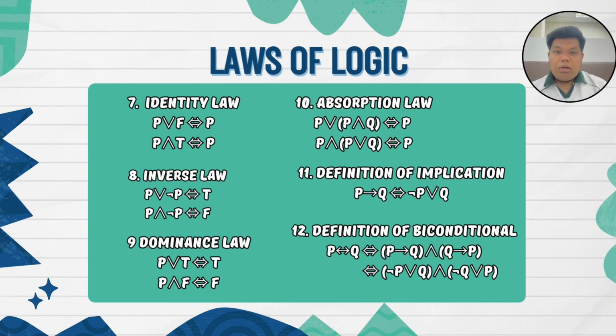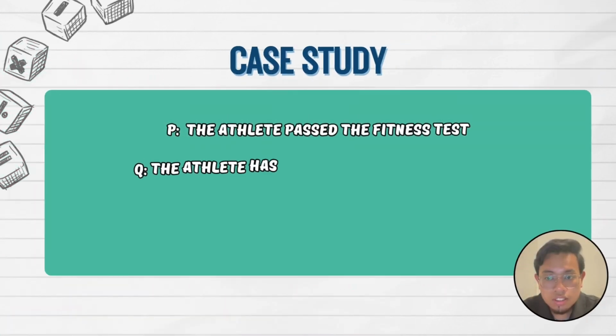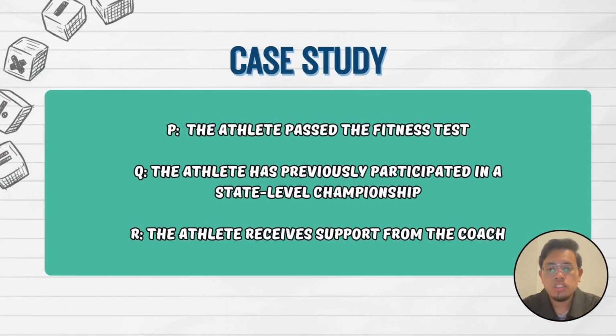And now we are on the 12th one, which is the definition of biconditional, where P biconditional with Q is equivalent to P implies Q and Q implies P, which can also be written as not P or Q and not Q or P. Let's delve into this case study involving 3 propositions.